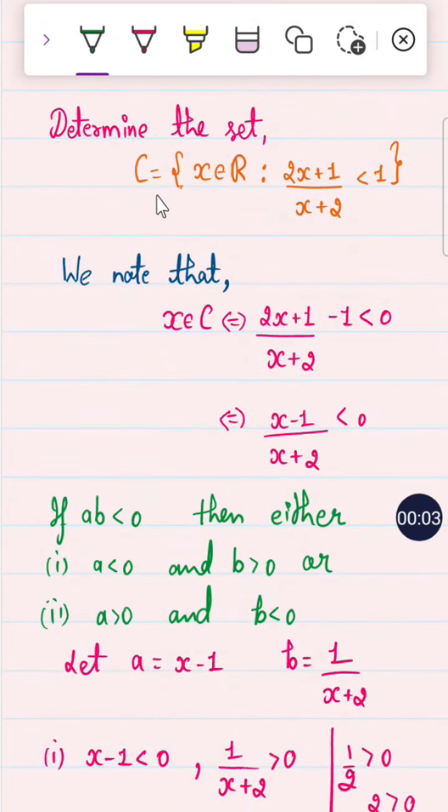Determine the set C equals {x in R such that (2x + 1)/(x + 2) is less than or equal to 1}. We have to find out what C is for all x.